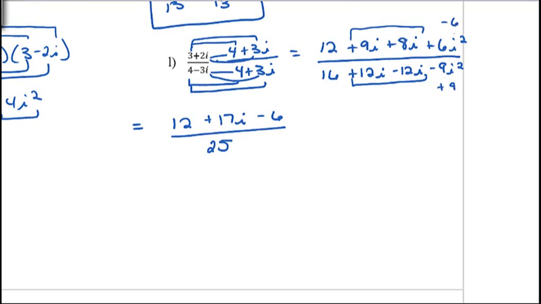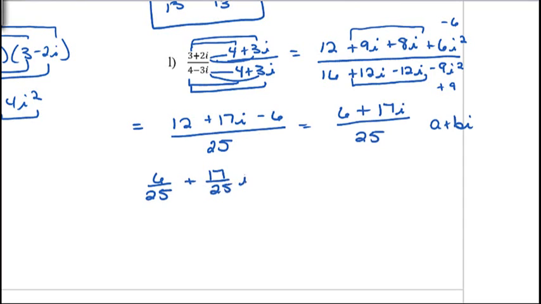And that's really a minus 6. So 12 minus 6 is 6, and then plus 17i, and then it's divided by 25. And again, we want it in the form a plus bi. And so we have 6/25 plus 17/25 i.